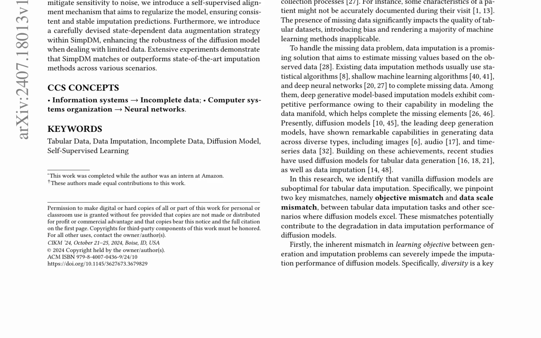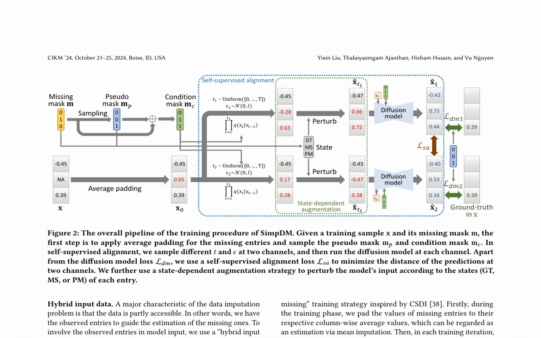of generative model-based approaches. SimpDM utilizes a simple MLP architecture with learnable embedding of diffusion steps and missing mask as input conditions to discern the status of the hybrid input. The pseudo-missing training strategy is employed, involving padding missing entries with column-wise average values during training, sampling pseudo-missing masks, and adding Gaussian noise to entries where the condition mask equals 1.